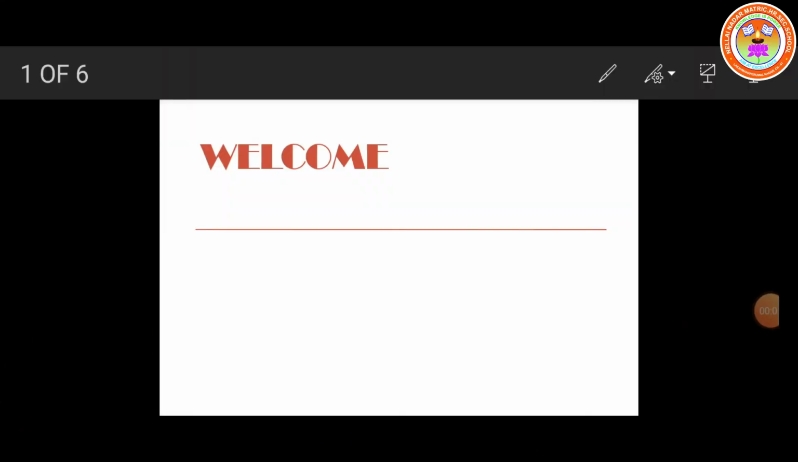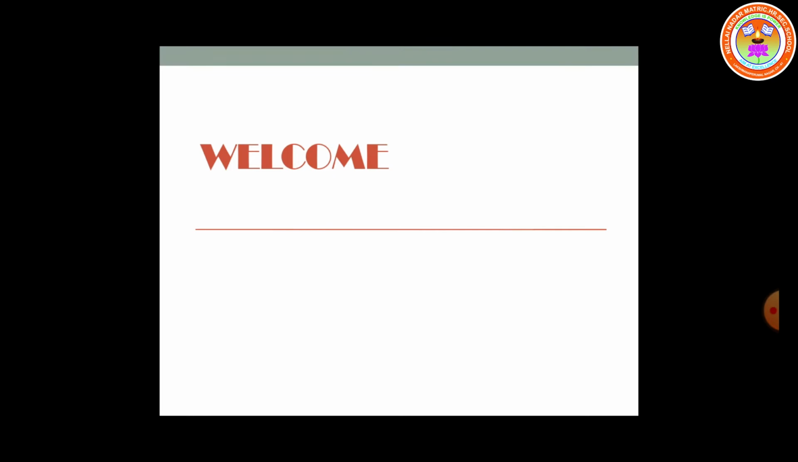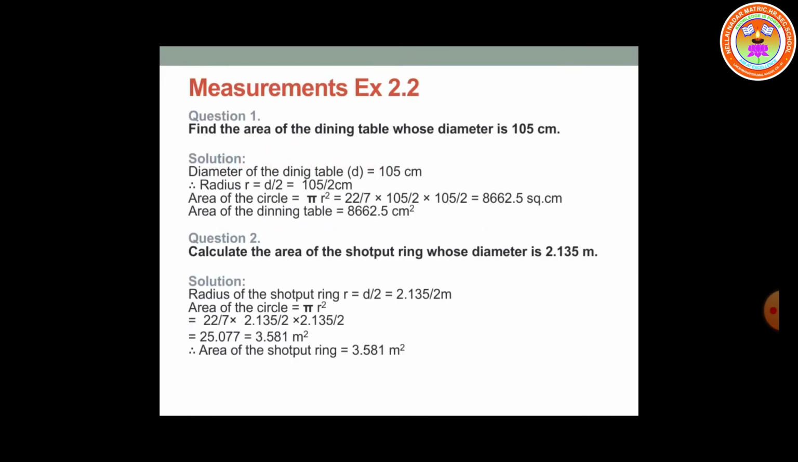Welcome students. Good morning. Today we are going to study the area of a circle. So how do you find the area of a circle? Area of a circle is equal to pi r square units. Now we are going to see exercise 2.2.